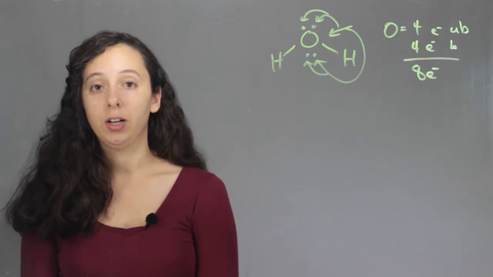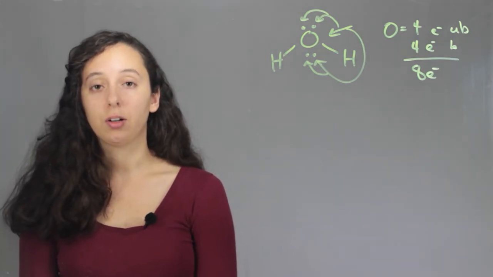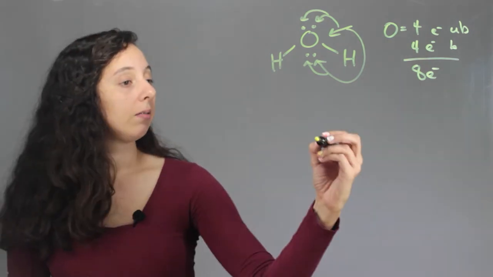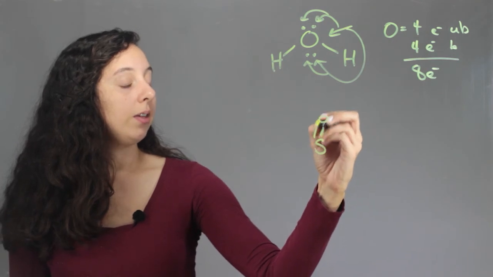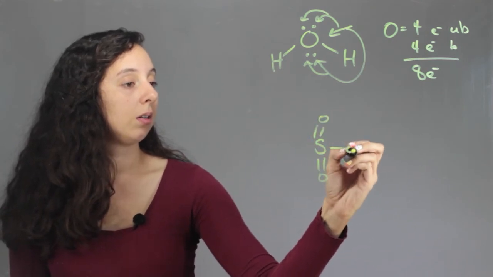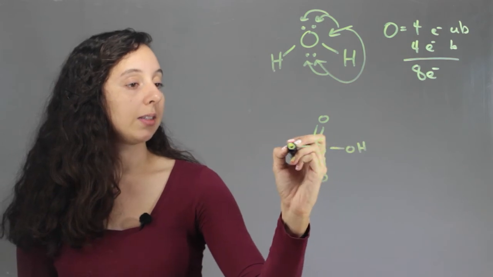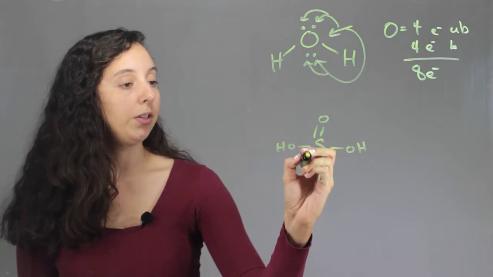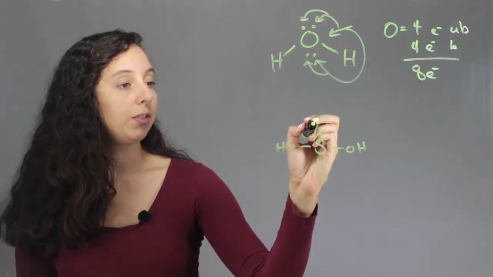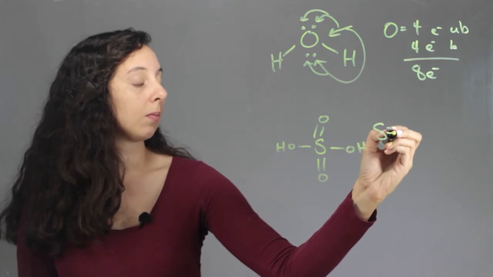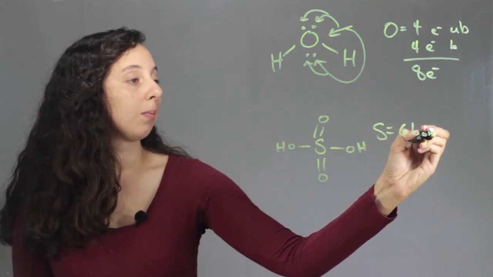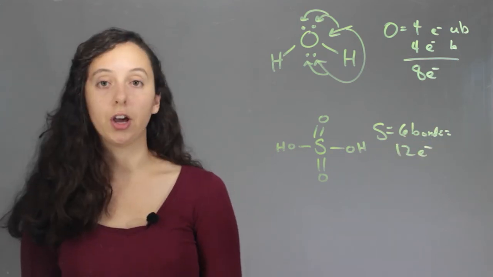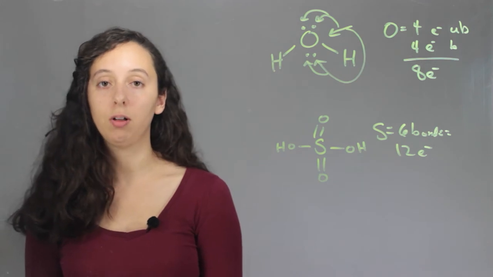So one big exception is sulfur compounds and also phosphorus compounds. So if we take a look at this molecule, which is also known as sulfuric acid, we can see that sulfur has a total of 1, 2, 3, 4, 5, 6 bonds. So 6 bonds equals 12 electrons, which is obviously over 8, so it's breaking the Octet Rule.